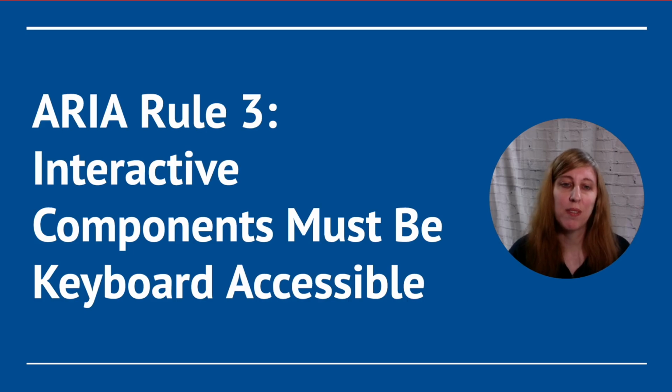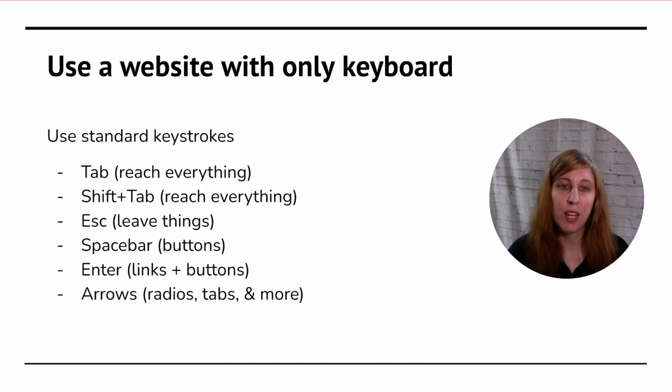The third rule of ARIA is that interactive components must be keyboard accessible. This is probably one of the easiest to understand. We must be able to use our websites with only a keyboard. What's important to know for developers is that we need to use standard keystrokes pretty much all the time. The first one to know is Tab. You should be able to reach everything within the website using Tab.